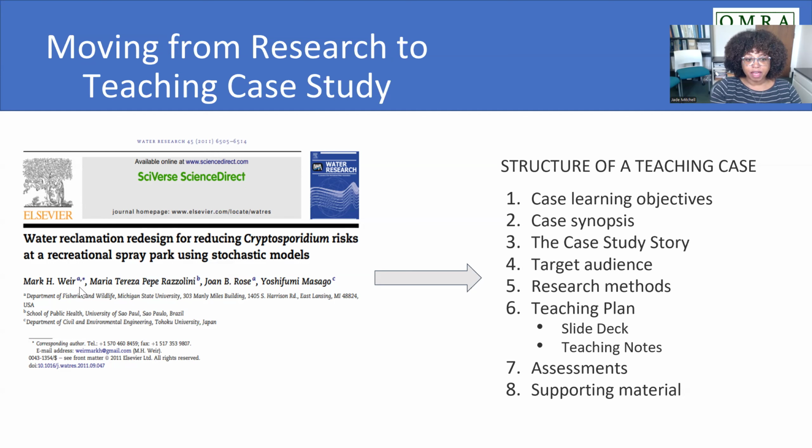The paper that was used for this teaching case study is entitled Water Reclamation Redesign for Reducing Cryptosporidium Risk at a Recreational Spray Park Using Stochastic Models. For short, we're going to call this case study CryptoSpray Park. It was published in 2011 by colleagues of mine.